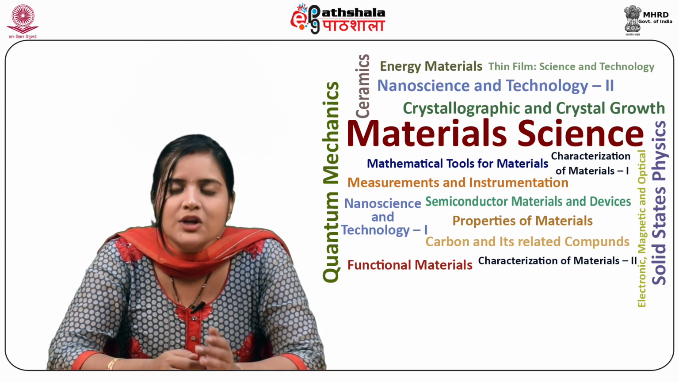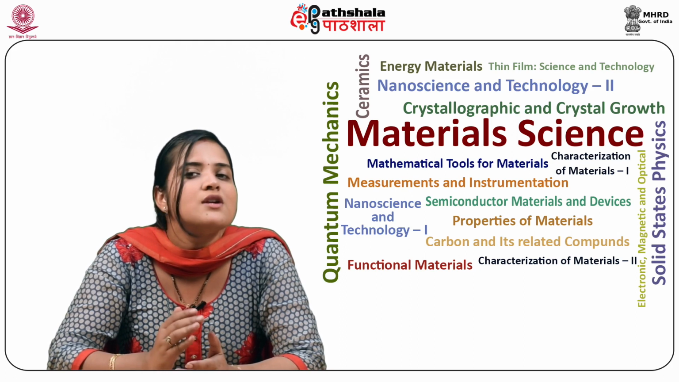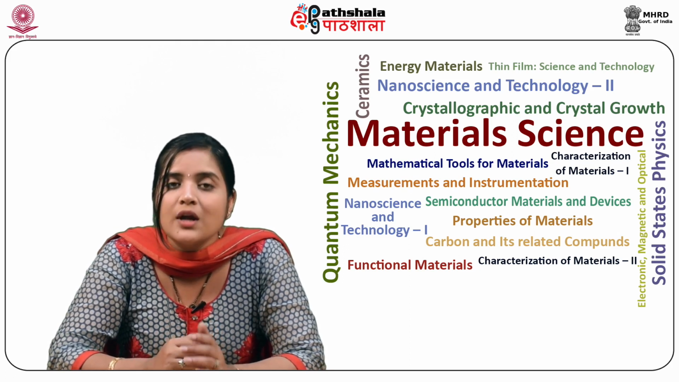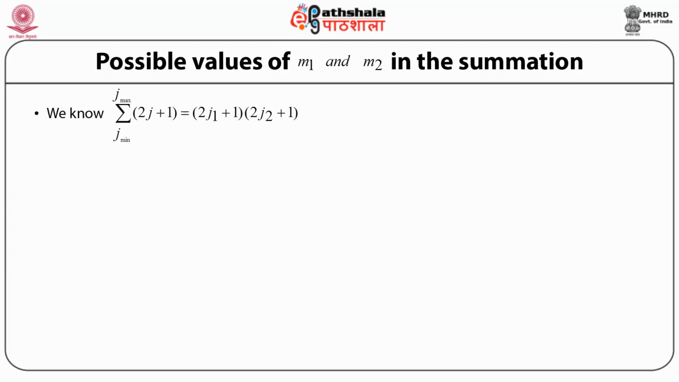The lower limit J min is reached when the number of coupled states has matched with all the uncoupled states. We know that the summation over J going from J min to J max of the function 2J plus 1 is equal to 2 times J1 plus 1 into 2 times J2 plus 1.